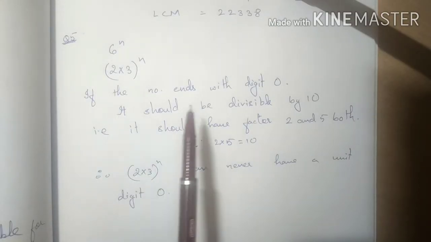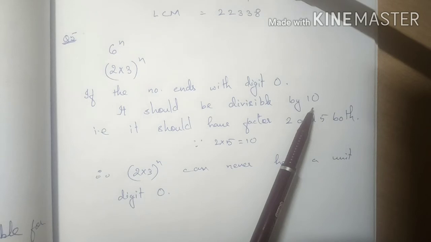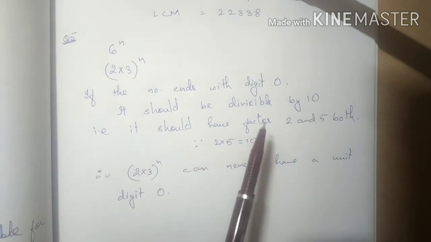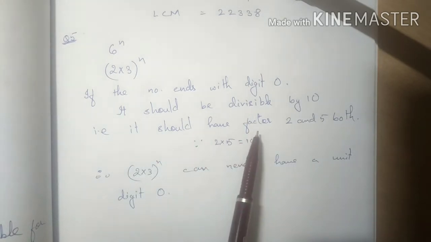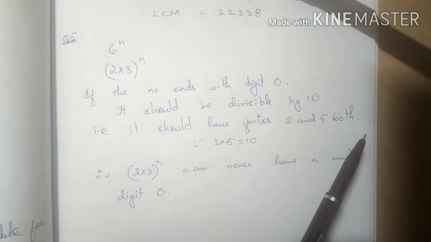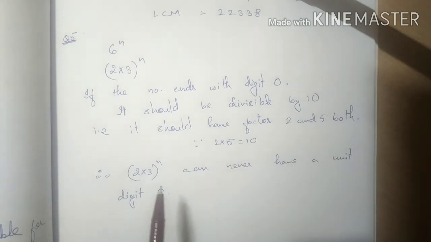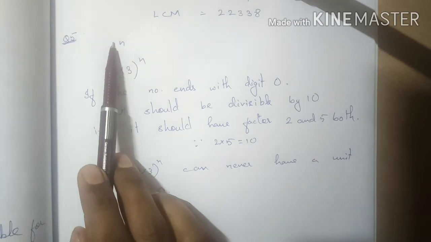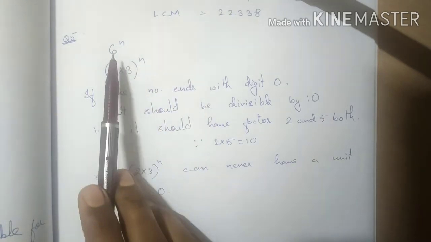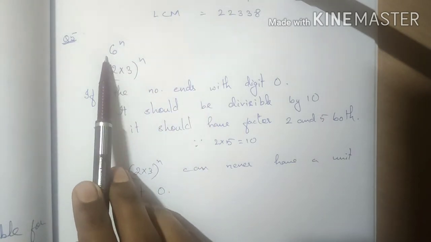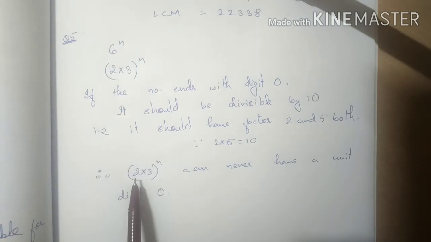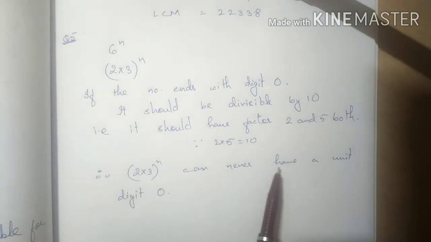See, if any number ends with 0, it should be divisible by 10, right? That is the divisibility of 10. And if it is divisible by 10, that means it should have factors 2 and 5 both, because 2 into 5 is 10, right? So for this number to end with digit 0, it should have 2 and 5 both as factors. But the factors of 6 are 2 and 3, right? So it can never have a unit digit 0. Understood?